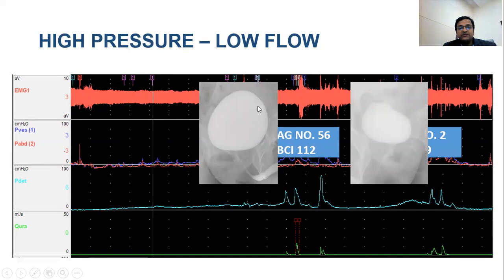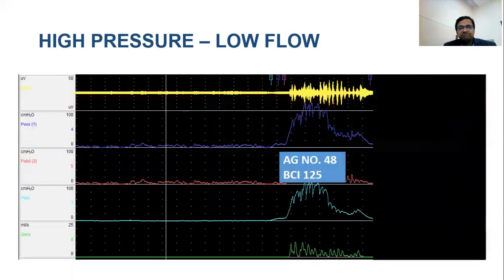So you see that MCU shows in the first part the bladder neck is not opening well. And in the second part, the bladder neck opened well, but the sphincter still is not opening well. So this patient was managed with medications and pelvic floor relaxation.